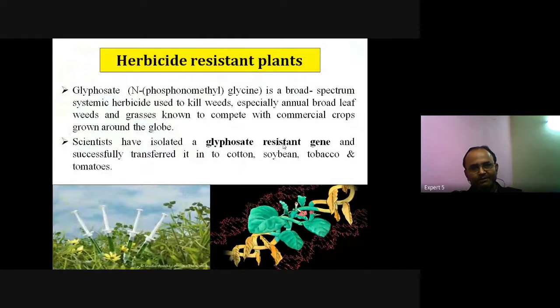Similar to insect resistant plants, there are some herbicide resistant plants which are also developed with the help of genetic engineering techniques. An example is the development of glyphosate resistant plants. Glyphosate is a broad spectrum systemic herbicide which is used to kill different types of weeds, especially annual broadleaf weeds and grasses known to compete with commercial crops grown around the globe. Scientists isolated a glyphosate resistant gene from a specific plant and successfully transferred it into cotton, soybean, tobacco, and tomatoes. These plants are resistant to glyphosate herbicides.